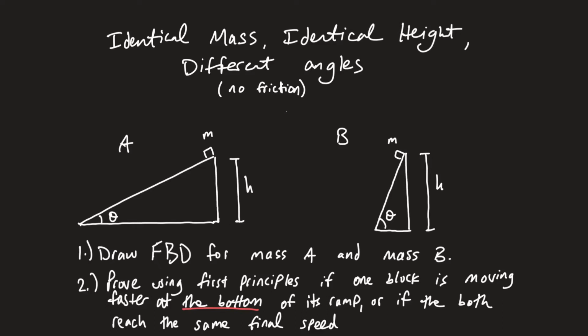In this problem, we have identical masses, A and B, on two inclined planes, no friction here, and the inclined planes have the same height. We're going to release each one from rest, and number one, draw a free body diagram for mass A and a separate free body diagram for mass B. And then number two, prove using first principles if one block is moving faster at the bottom of its ramp, or if they both reach the same final speed.